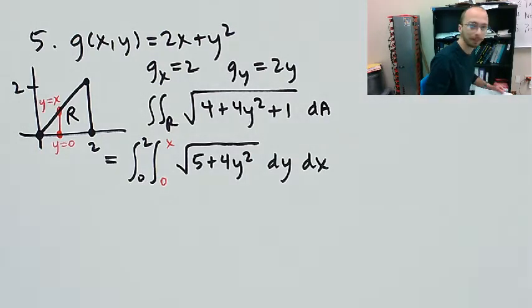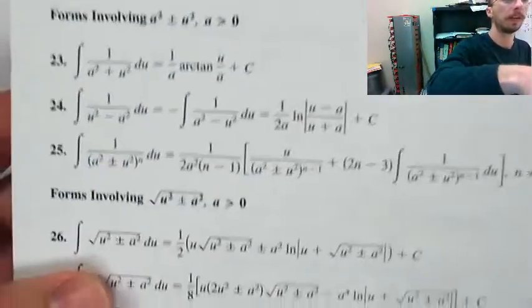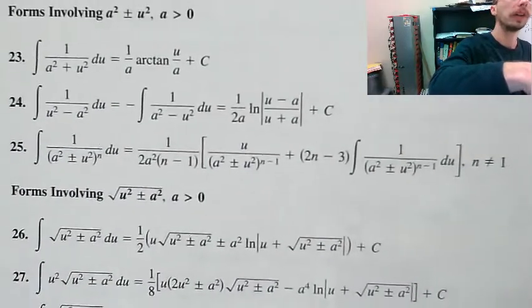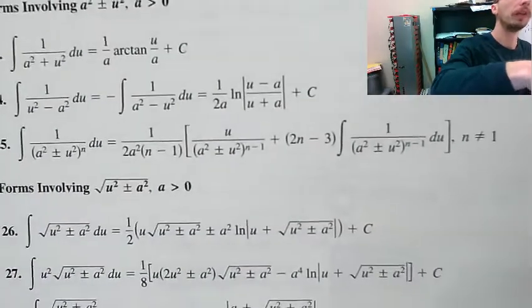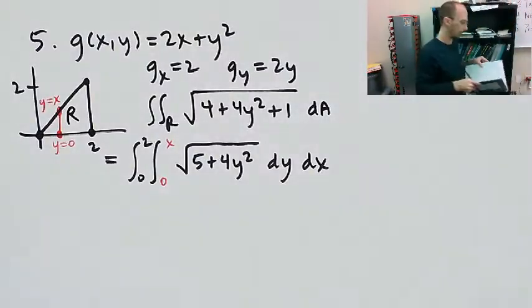Forms involving the square root of u squared plus or minus a squared. Yeah, that's going to be it. Yes, here it is. Number 26. Yeah, there you go. The antiderivative of the square root of u squared plus a squared with respect to u would be all of that stuff, and we'll use a calculator.